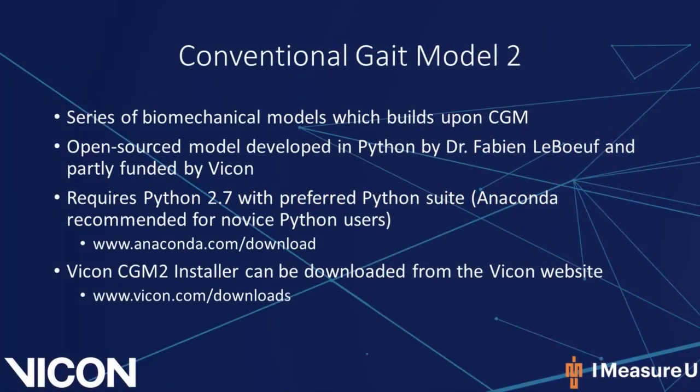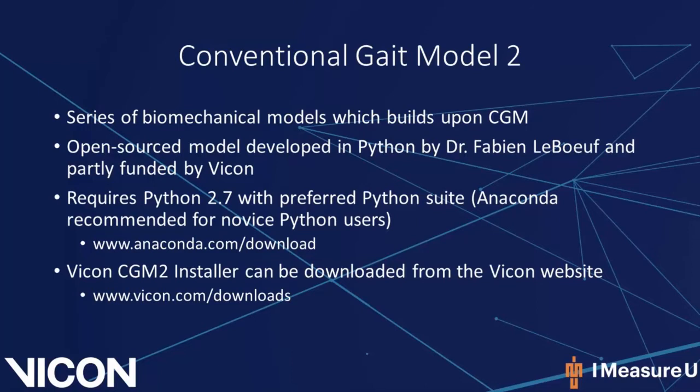The Conventional Gait Model 2, or CGM2, was also released with Nexus 2.8 and can be executed within Nexus. CGM2 is a series of biomechanical models which build upon the conventional gait model. CGM2 is an open-sourced model developed in Python 2 by Dr. Fabien Leboeuf and partly funded by Vicon.